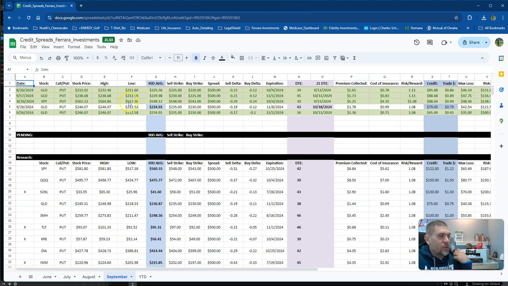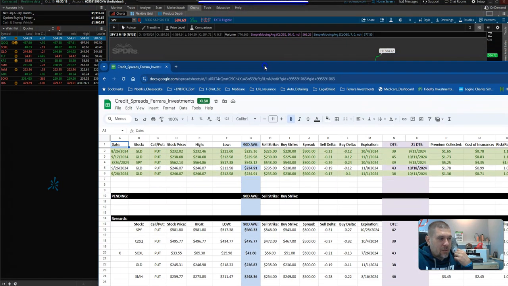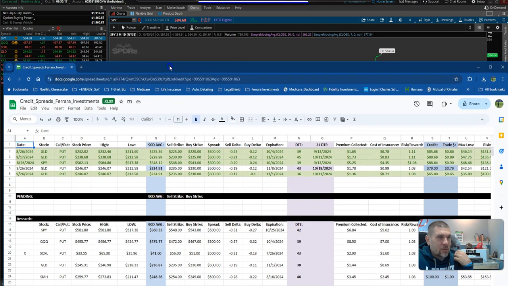All right, so let's do this together. SPY right now is at 584.68. Now the high, it's currently at a high, so we'll say 584.66.